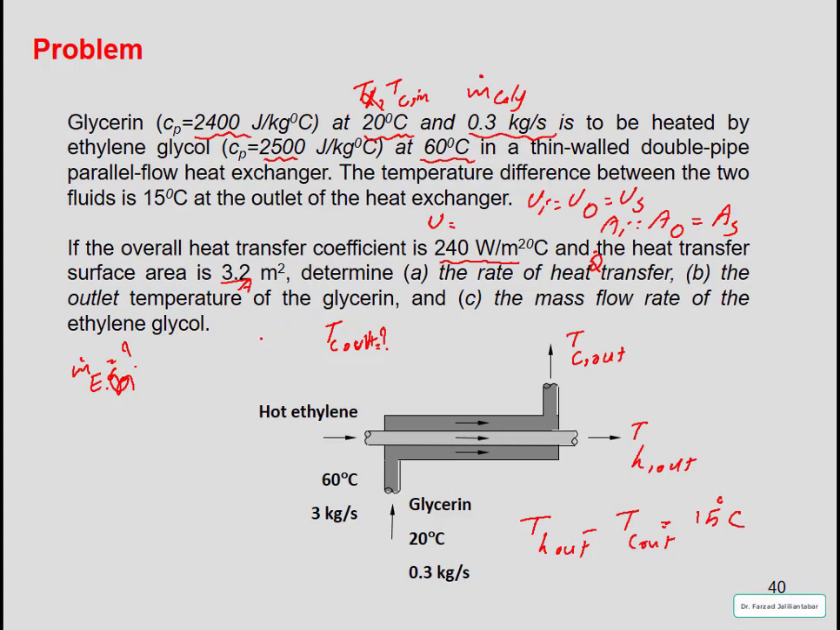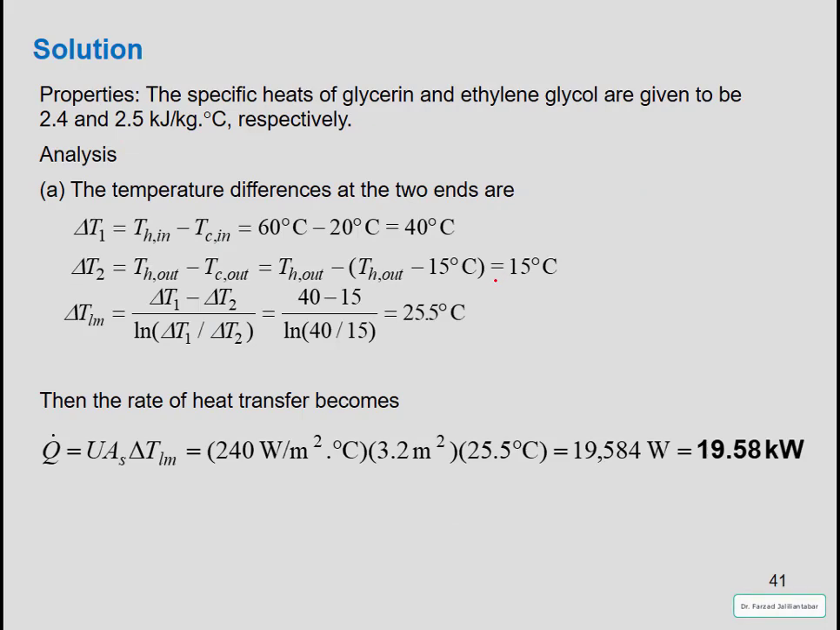So we have three parts in this question, and we should find Q dot, TC out, and m dot of the ethylene glycol, which is the hot fluid, or m dot of the hot fluid. Okay, first let's find this Q dot. To find Q dot, we should use this equation for the heat exchangers. We should use this equation when we are going to use the LMTD method actually. So we can find Q dot by this equation.